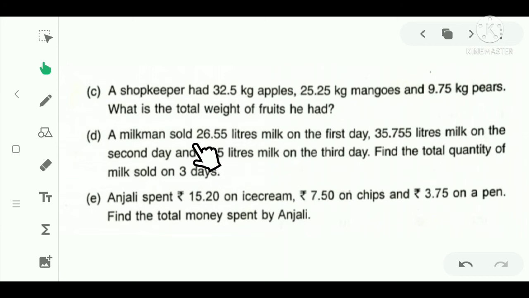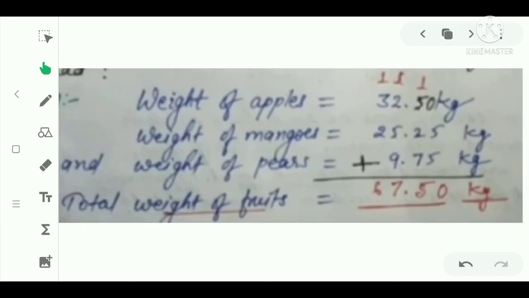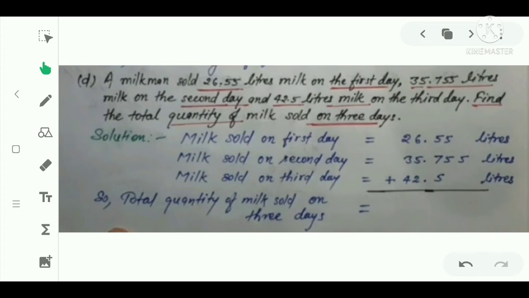So let's write statement now. We will write milk sold on first day is 26.55 liter. Then milk sold on second day is 35.755 liter. So write down in this way, point under point. Then milk sold on third day is 42.5 liter. Now last line, write down total quantity of milk sold on 3 days. We want to find this. So total quantity we want to find, then we will add all these quantities.